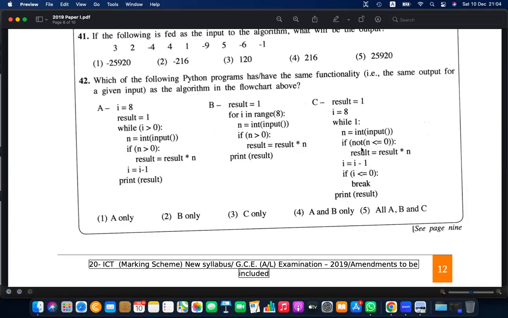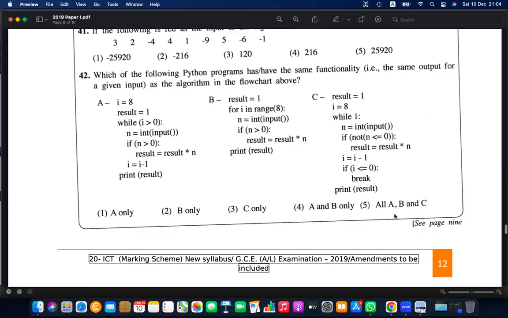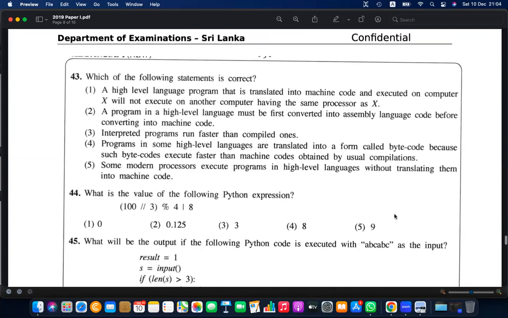negative, yeah, here they are checking the other way. They are not checking the positive, they are checking not negative, the multiplication. Yes, that is also correct. So all of A, B and C are correct answers in 42.